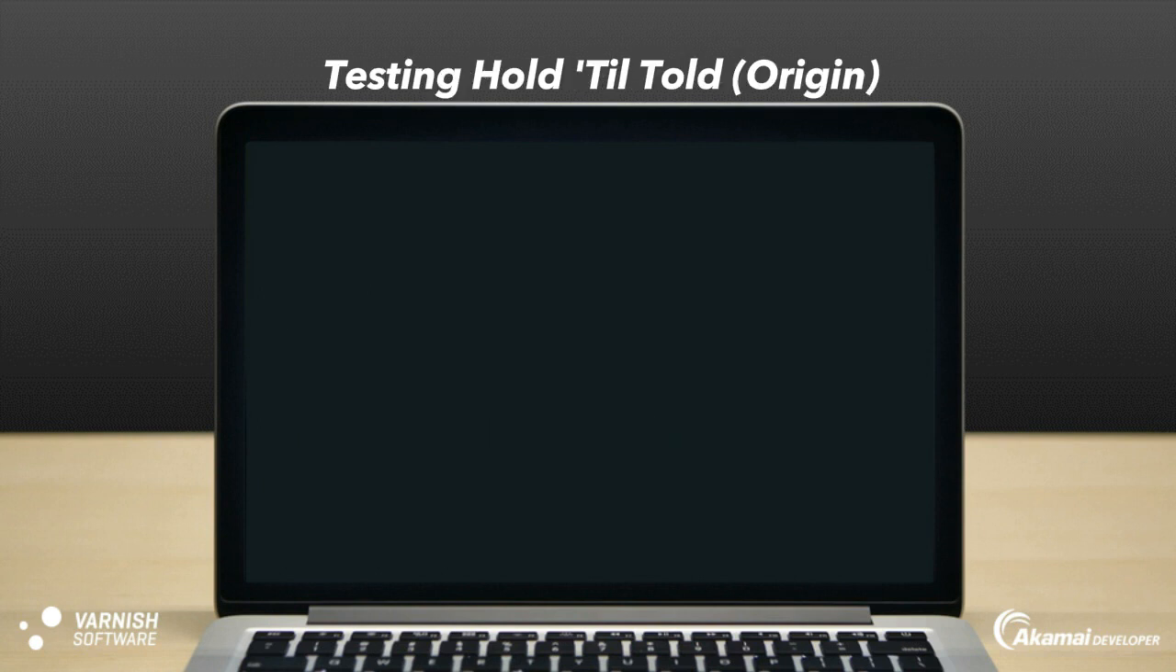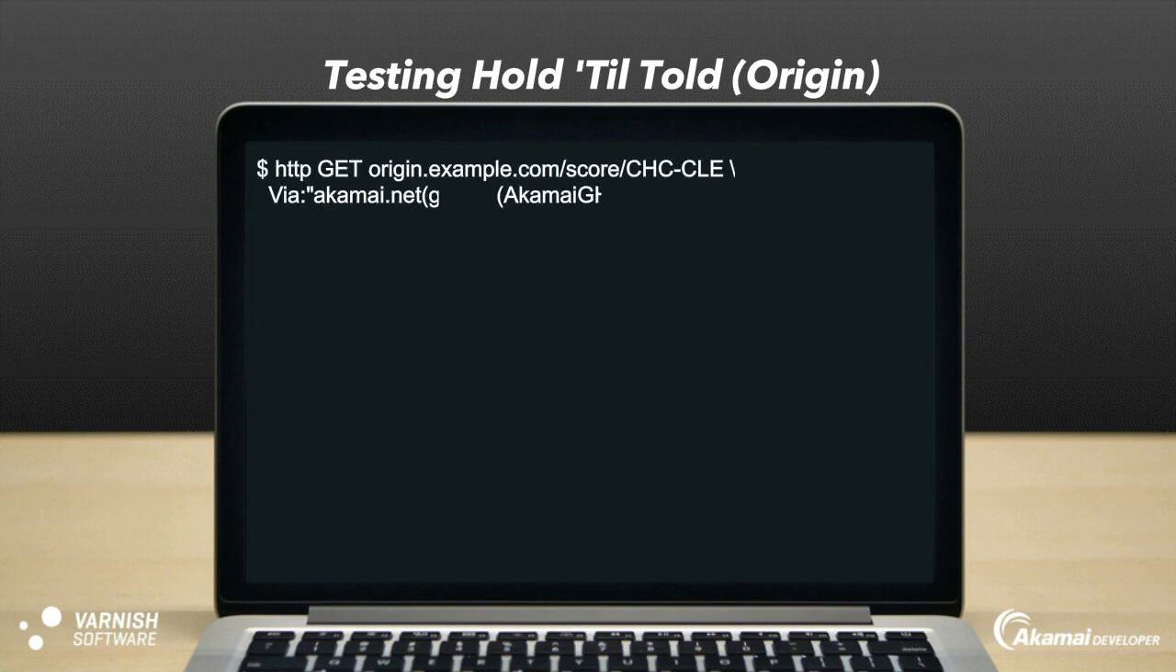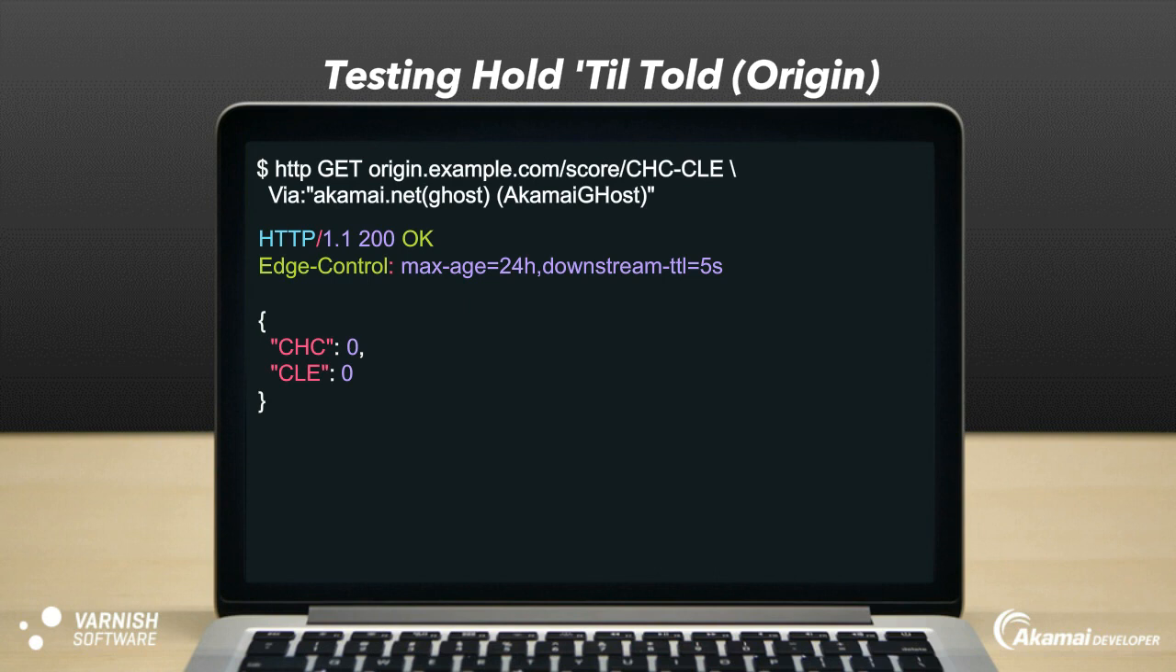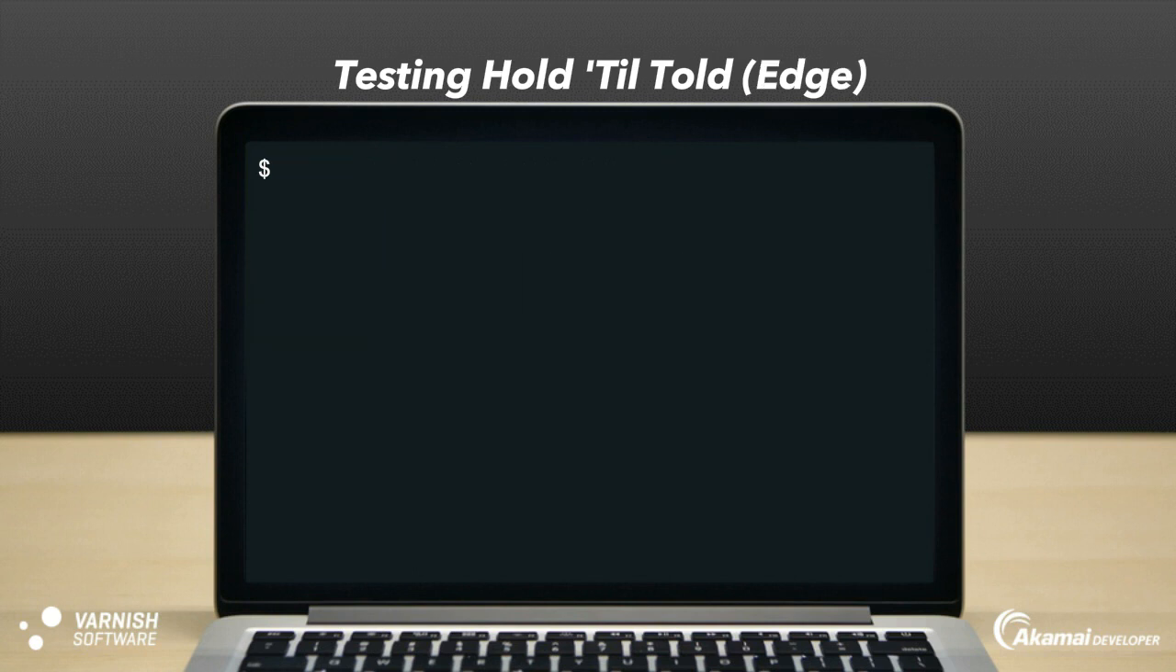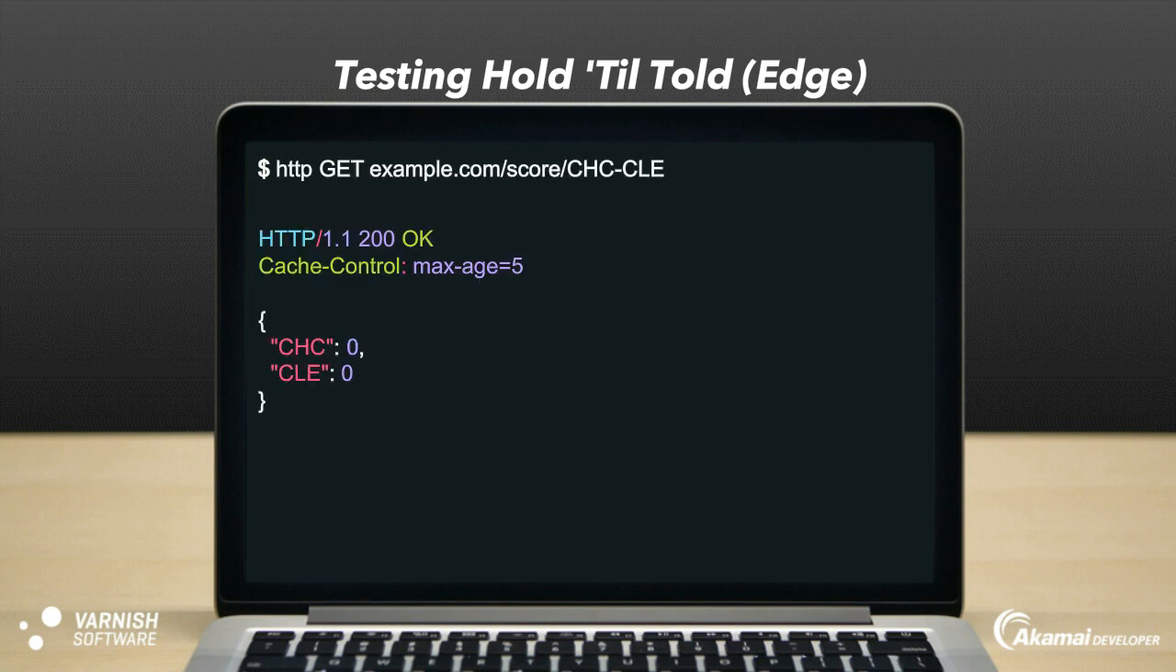So the way that we test this and make sure that this is propagating correctly is we issue a regular GET request to our Varnish instance. And you'll notice here that we send an edge control header. So in this case, we're sending max age of 24 hours, which is the edge TTL, and then a downstream TTL of 5 seconds. And then if we go ahead and hit the edge site, again using a simple GET request, what we'll see here is just that propagated cache control with a max age of 5.